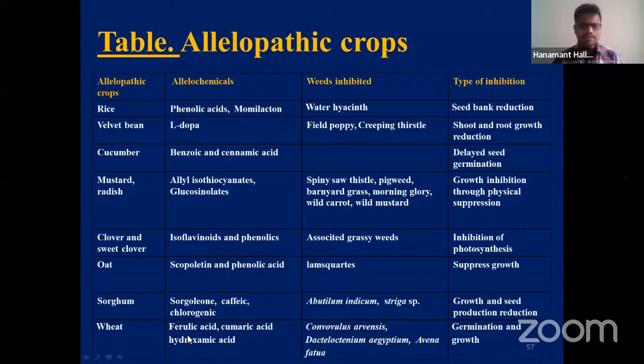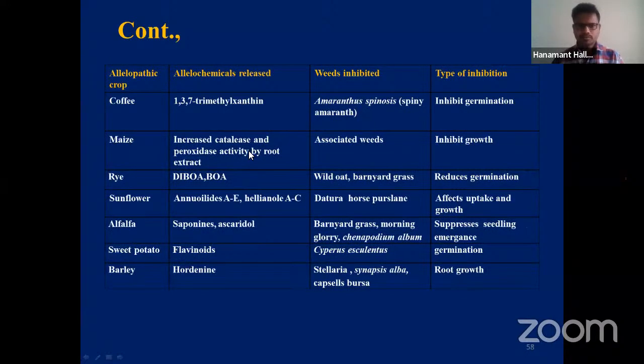Then in case of wheat, the chemicals such as ferulic acid, fumaric acid, hydroxamic acid inhibit weeds such as Canola cervensis, Digitaria aegyptium and Avena fatua. This mainly affects the weeds by altering the general growth pattern. In continuation, some of the crops such as coffee, the yellow chemical released is 1,3,7-trimethylxanthine. Then weeds inhibited are Amaranthus spinosus. Then the type of inhibition is germination inhibition.